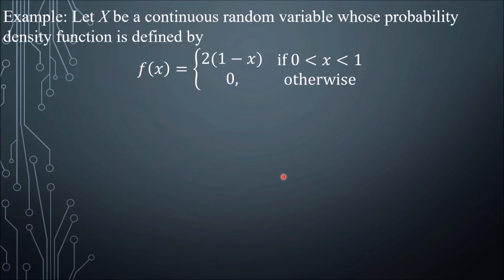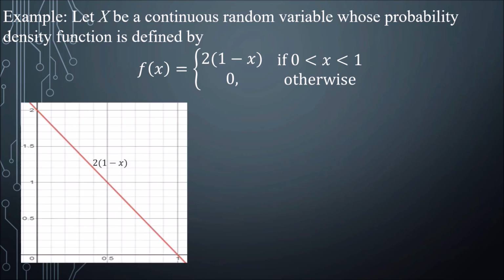Let's have an example. Let x be a continuous random variable whose probability density function is defined by this formula. So this is in formula form. f(x) is equal to 2 times (1 minus x) if 0 is less than x is less than 1, and 0 otherwise. Let's take a look at the graph of this. This is the line f(x) equals 2 times (1 minus x), from 0 to 1. So this is 0 and this is 1. So it's a triangle.